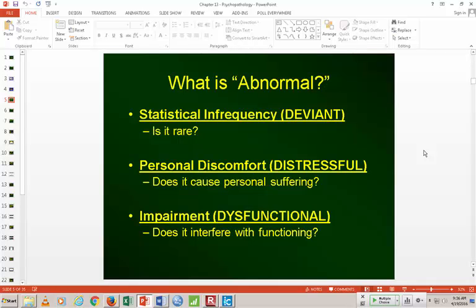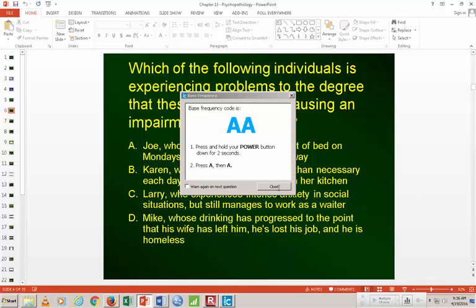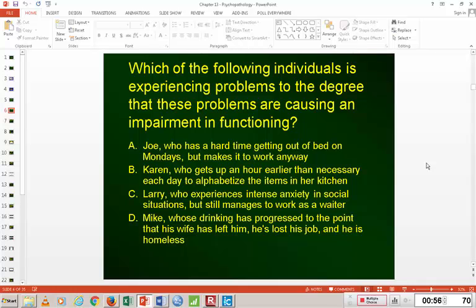Okay, so those 3Ds are a really useful framework for trying to define where the line is between normal and abnormal. In fact, having done that, let's do this clicker question right off the bat. So which of these folks is having problems to the degree that the problems are causing an impairment in functioning? So again, we're on channel AA, just in case you haven't noticed that all semester long. So is it Joe, Karen, Larry, or Mike who's got impairment in functioning? So again, the issue is about who's showing evidence that they're not doing well in areas of their lives that they otherwise might be doing better in.